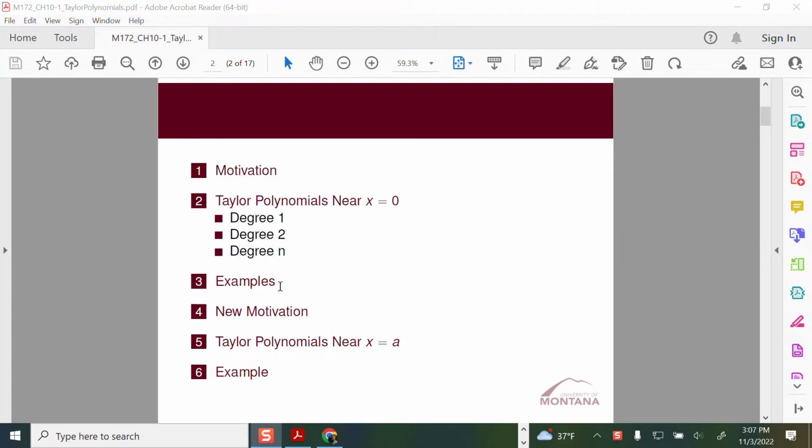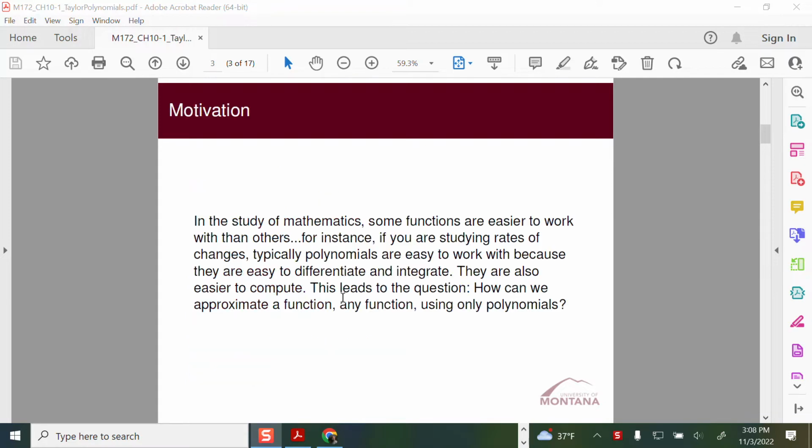And then we'll do a few examples of generating Taylor polynomials. And then we'll talk about new motivation and then deriving a formula for Taylor polynomials near x equals a, and one more example and end.